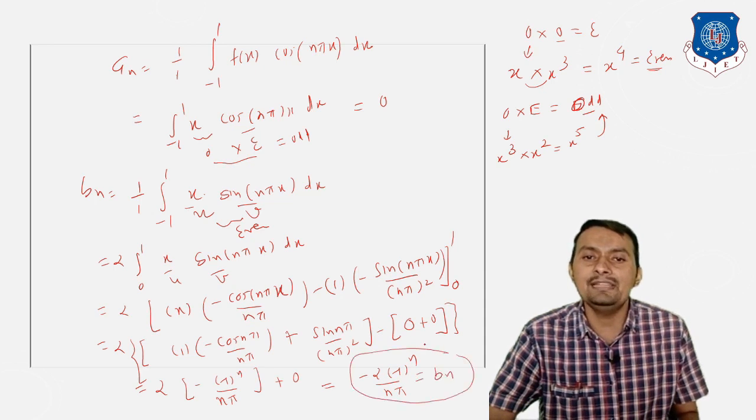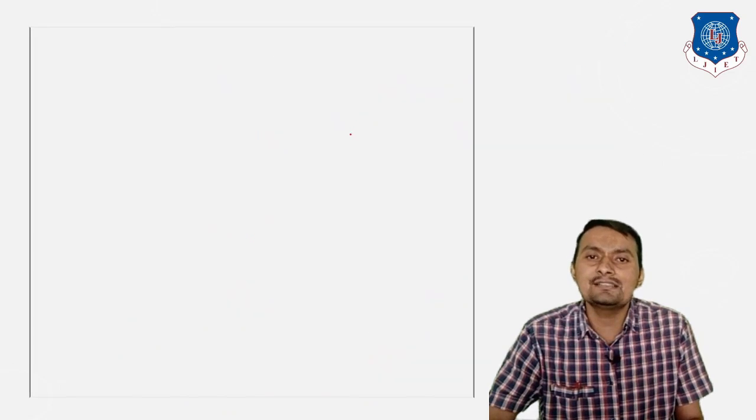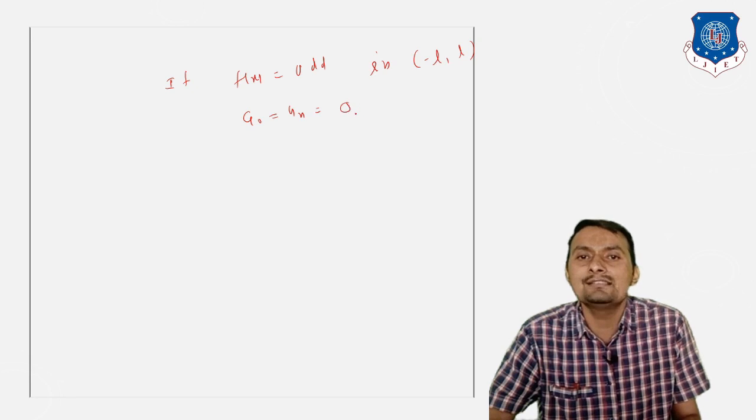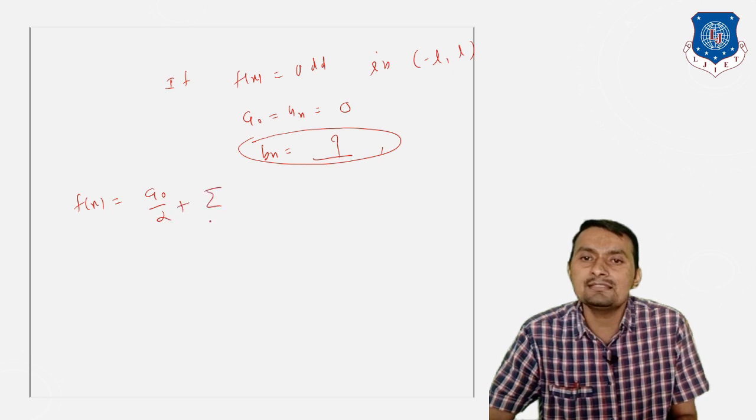So we have derived bn, and also a0 and an are both going to be exactly 0. So the conclusion is, whenever the function is an odd function in the interval minus L to plus L, a0 and an will always be 0, and in that case bn will be something finite. So in the above question our Fourier series is going to be a0 by 2 plus summation from 1 to infinity of an cos n pi x plus bn sin n pi x.